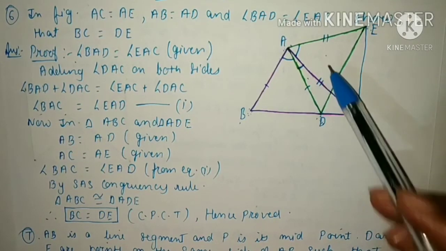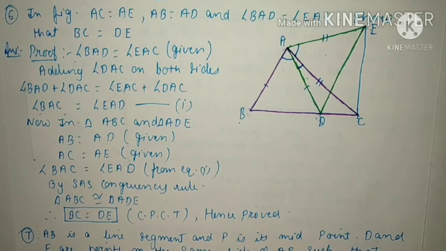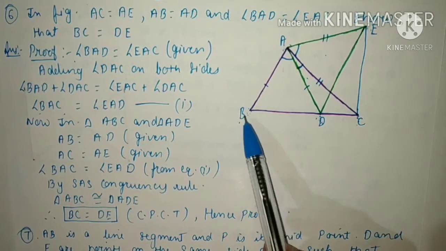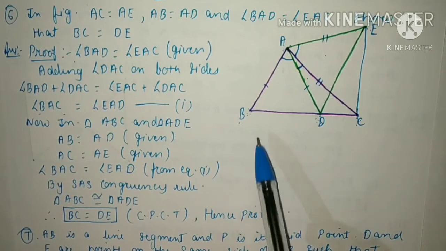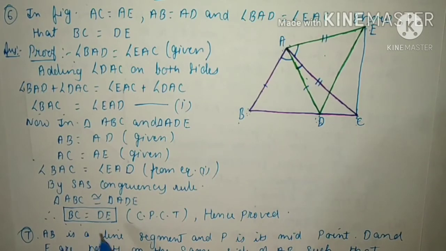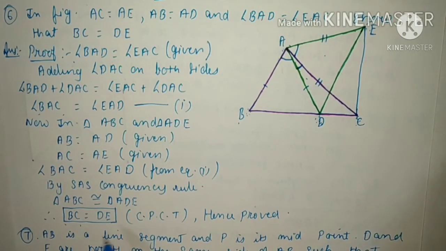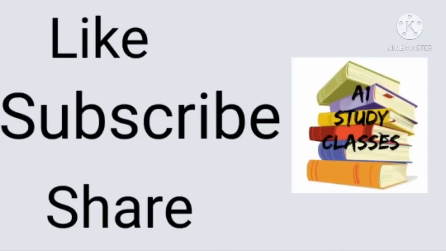Now if these two triangles are congruent, then their corresponding sides and their corresponding angles will also be equal. Now see what we have to prove. We have to prove BC equals DE. BC is of the pink triangle and DE is of the green triangle, and these are corresponding sides. So we can write BC is equal to DE. Why are they equal? Because of CPCT, corresponding parts of congruent triangles. So we can write it directly that they are equal by CPCT. Hence proved.